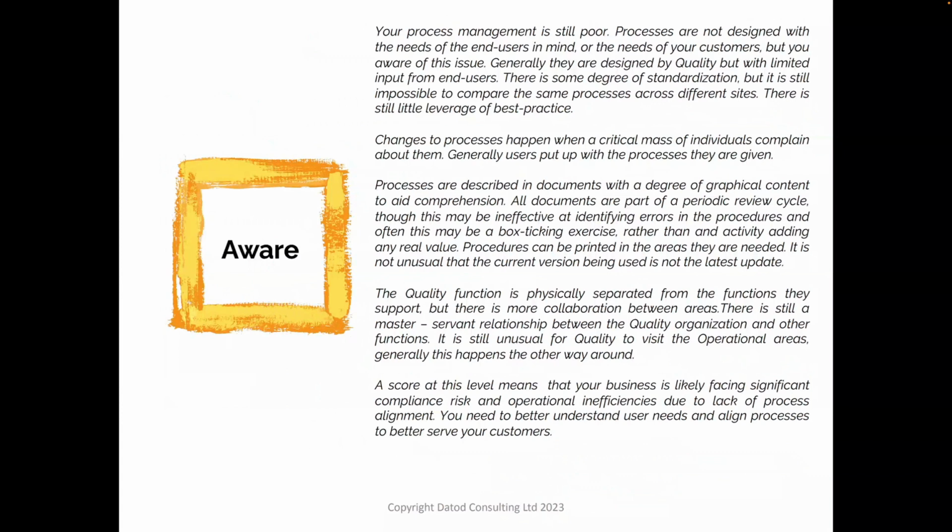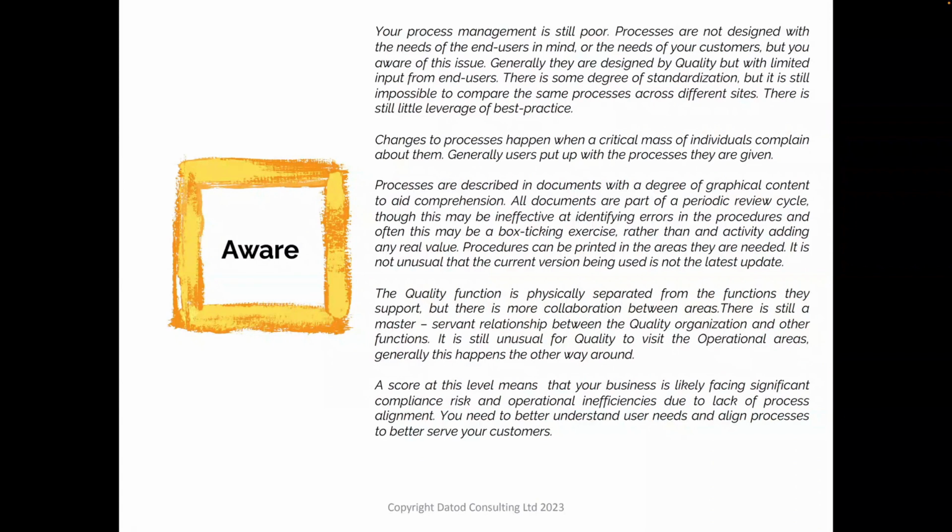Now, the next level is very, very similar in that process management is poor. Still not a lot of design around the end user's needs and the customer's needs, but generally the organisation at this level is becoming aware of it. Procedures and documentation are designed by quality with limited input from end users, but they're beginning to get some knowledge of the requirement to standardise, though it's still very difficult to compare different sites. Changes to documents really happen when there's a critical mass of individuals complaining about them. But generally when that doesn't happen, the processes are taken as given, and they don't go through any updates.